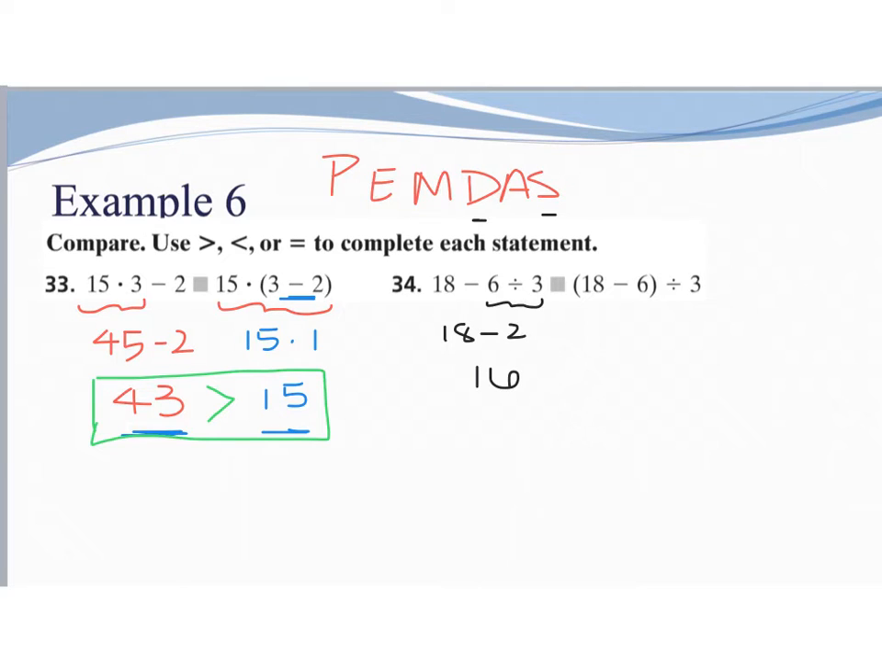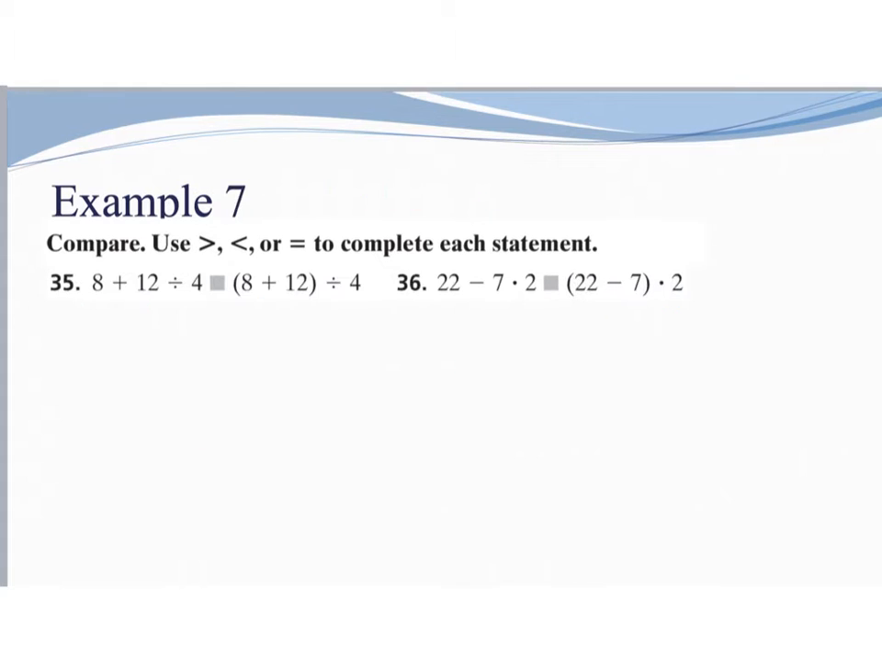On the other side, I do have the grouping symbol again. With my grouping symbol, I have 18 minus 6 first. 18 minus 6 is going to give me 12. Then I'm going to divide that by 3, and 12 divided by 3 is 4. So now I'm looking at 16 and 4 to compare. Again, 16 is greater than 4, and this right here would be my final answer.